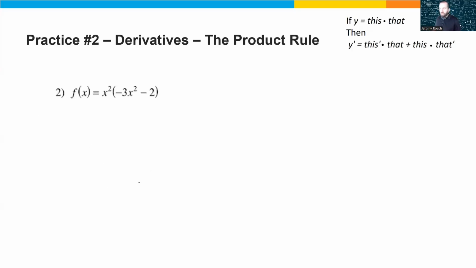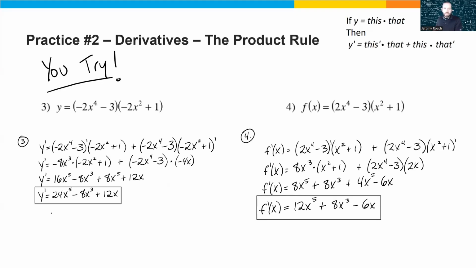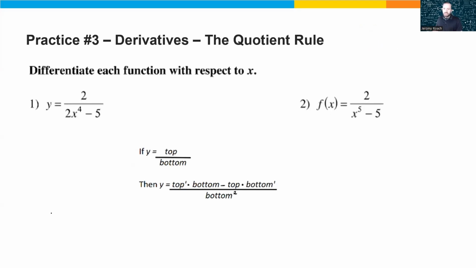Here's one if you want to write it down and practice. And there's the answer for the product rule. All right, and here's a couple others. We're going to skip through these, though, and go to the quotient rule.